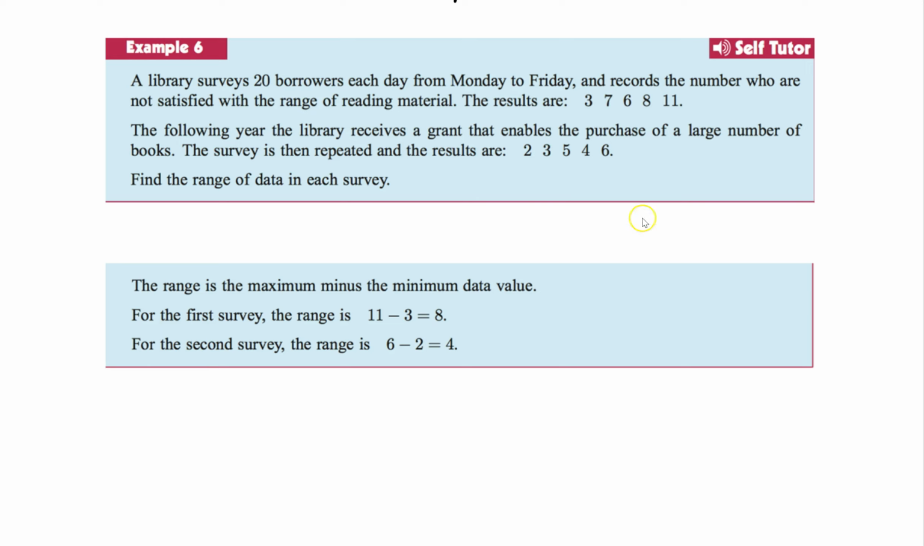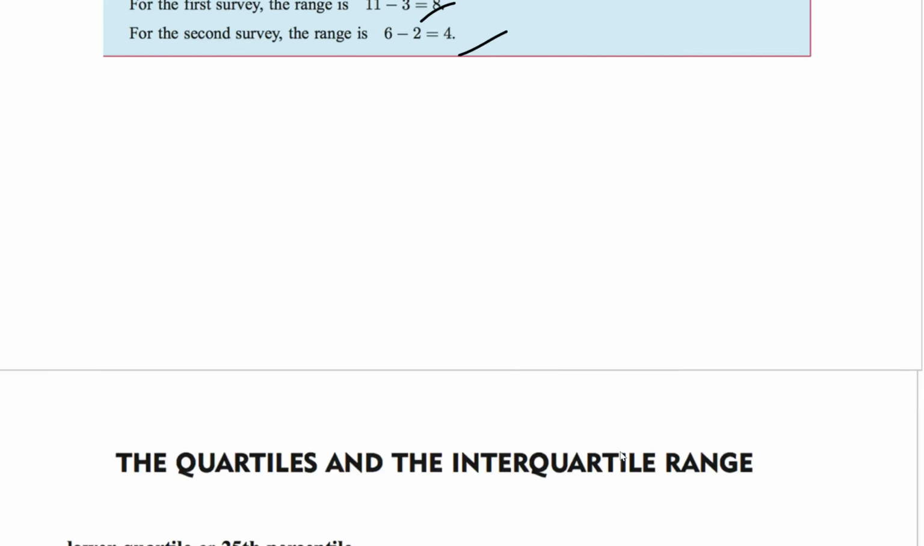Right? So all we're going to do is get the highest value minus the lowest value, so 8. And the same thing over here: 6 minus 2, so 4. And that's how you find the range. Couldn't be simpler. Okay, now let's look at something a little more advanced.